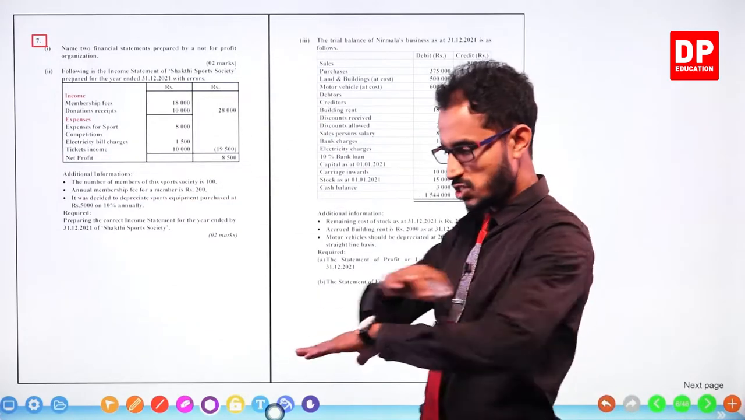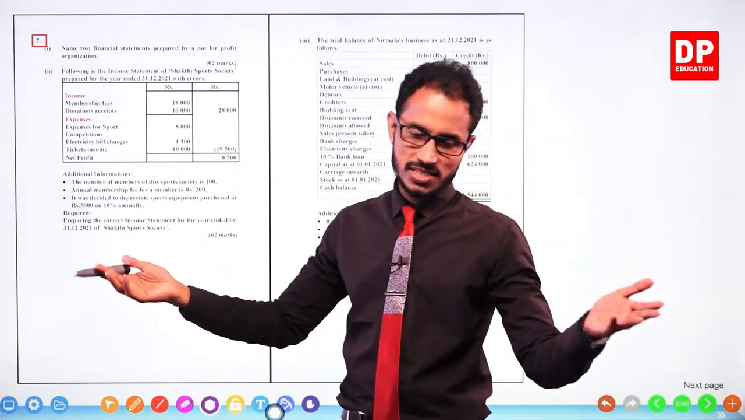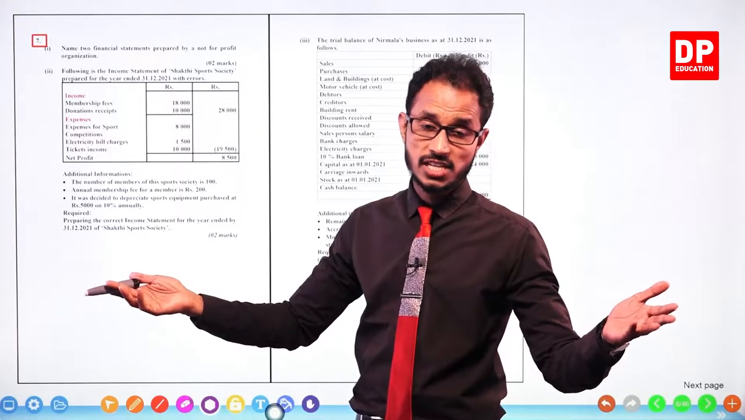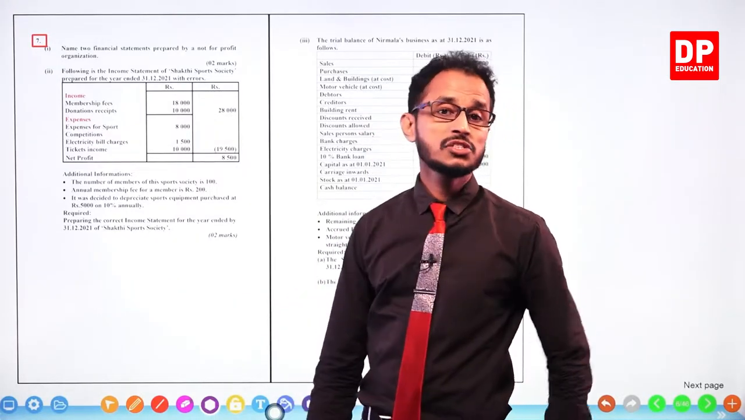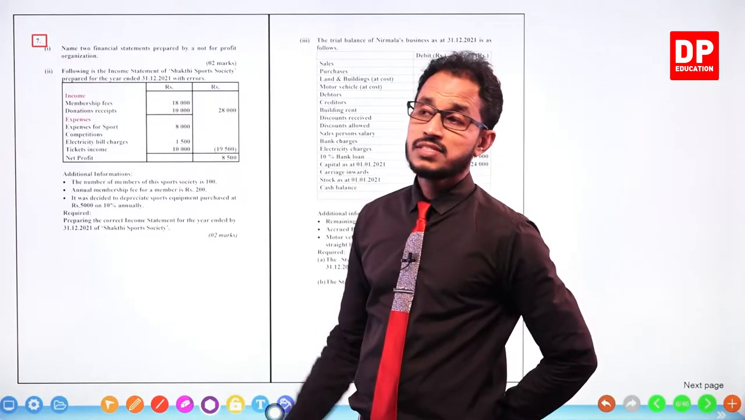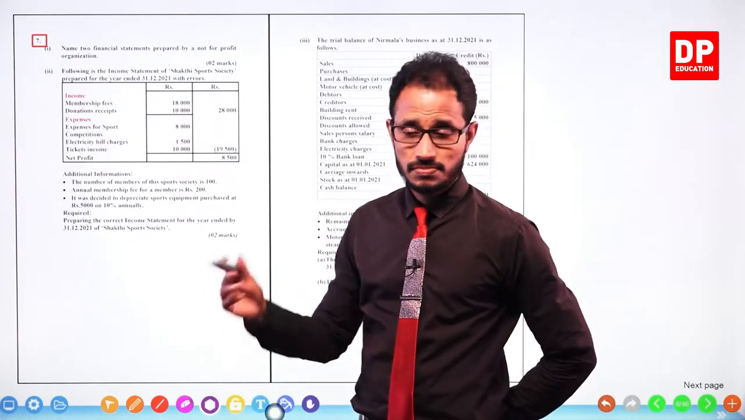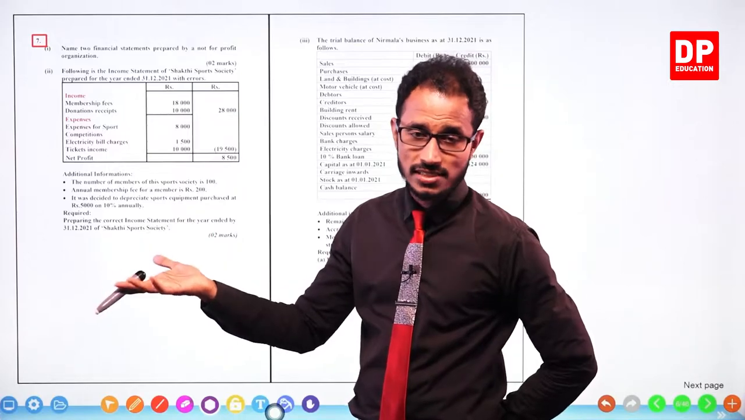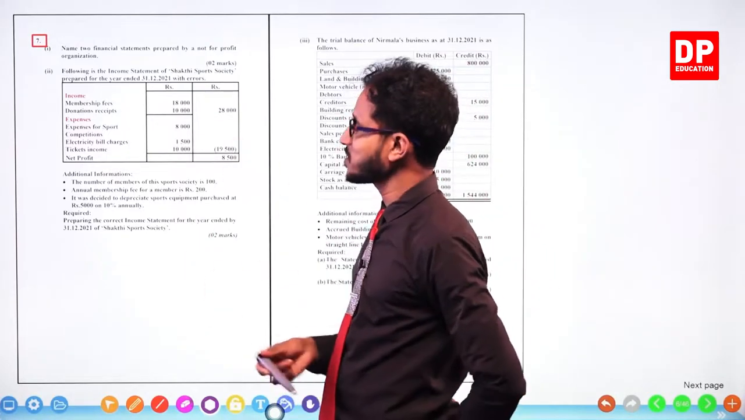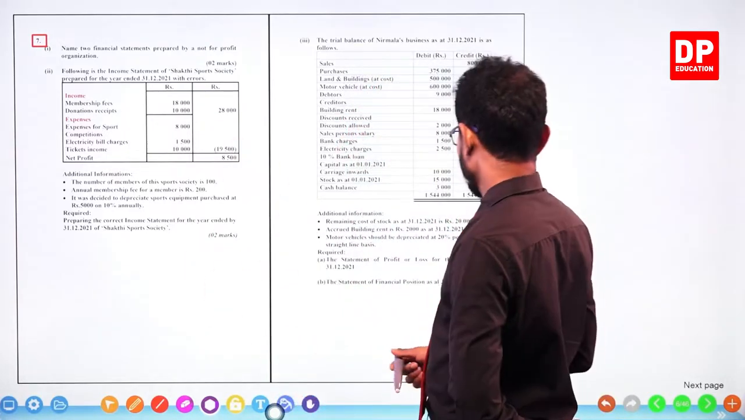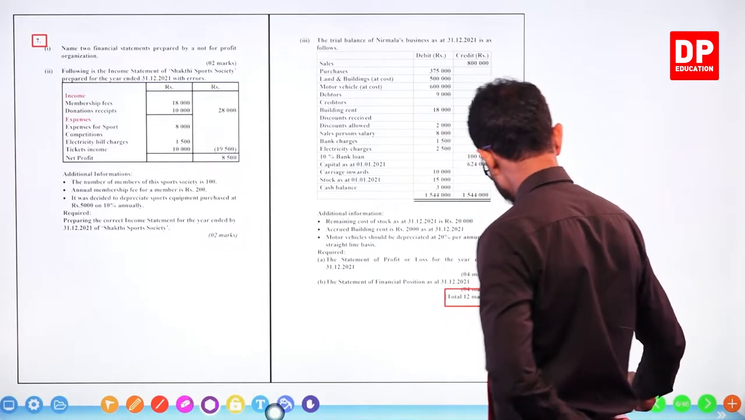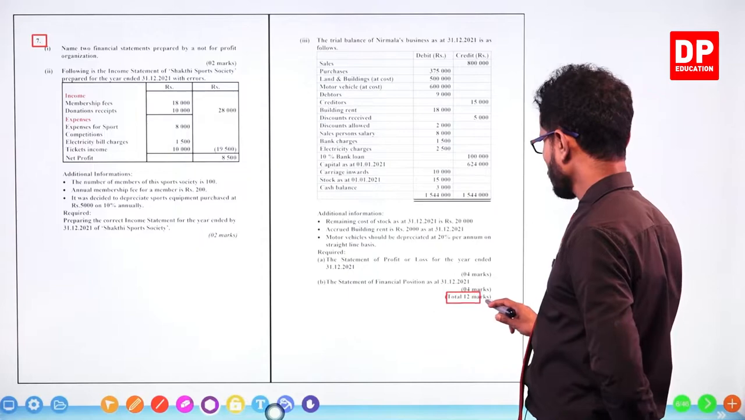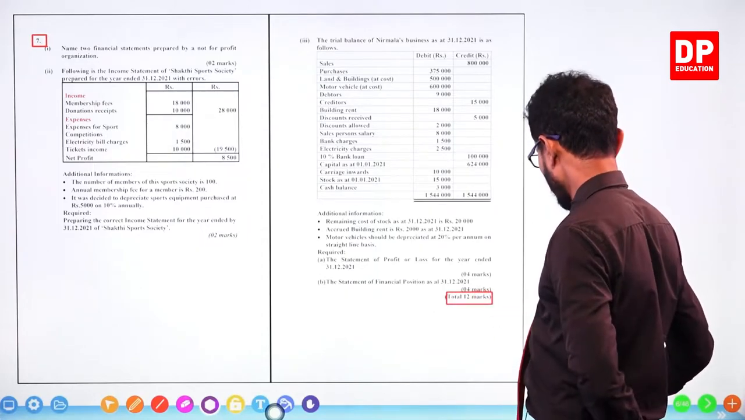Seventh question is entirely from nonprofit organizations and financial statements. Your favorite lesson. Seventh question. Yeah, so that's about it. Again, 12 marks for accounting questions.